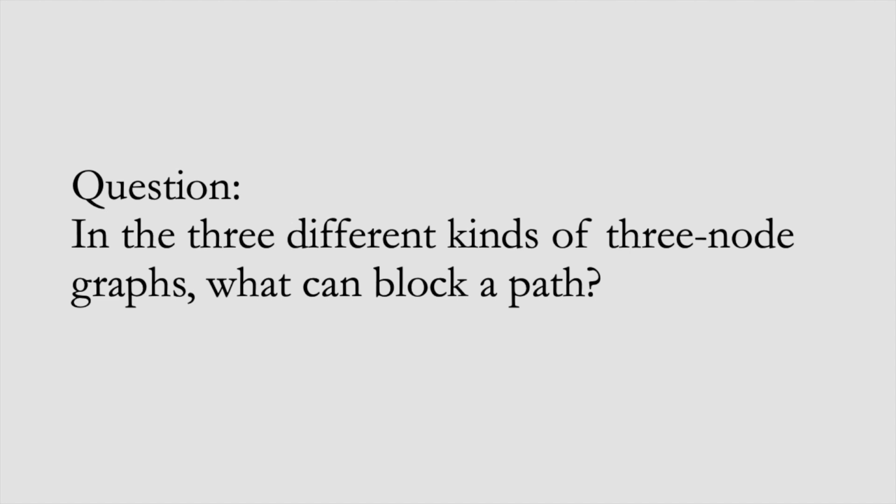That brings us to our next question, which is, in the three different kinds of three-node graphs, chains, forks, and immoralities, what can block a path?